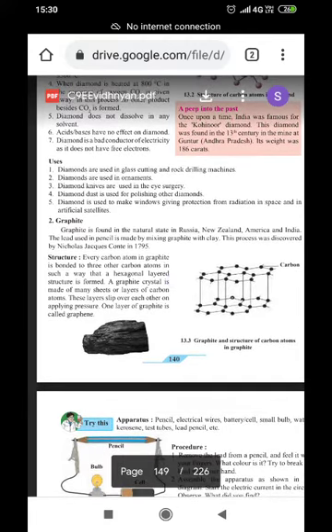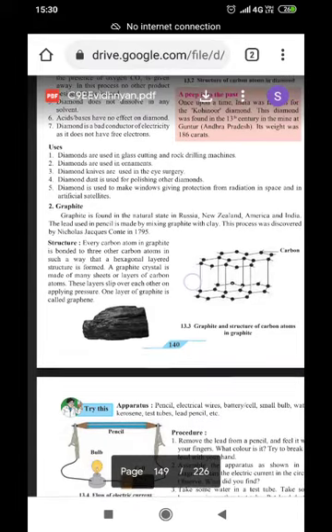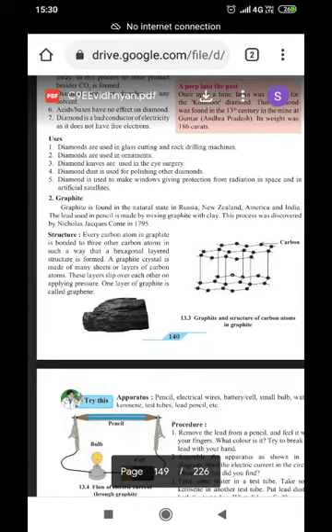Diamond does not dissolve in any solvent. Acids and bases have no effect on diamond. Diamond is a bad conductor of electricity because it does not have free electrons.